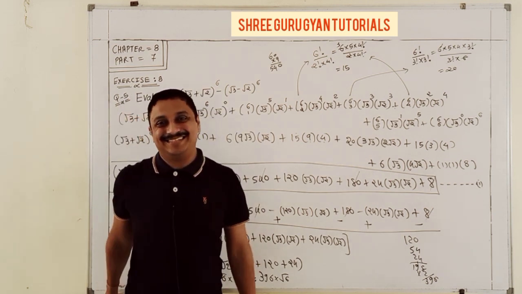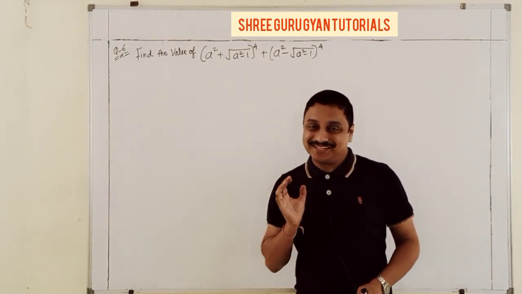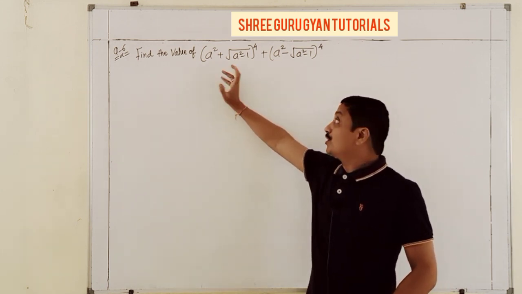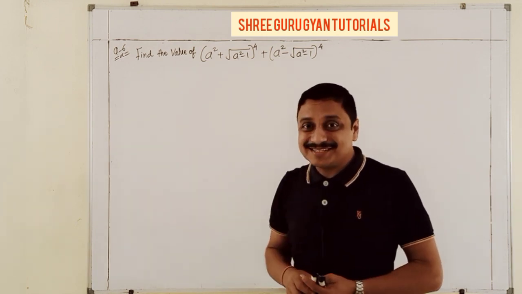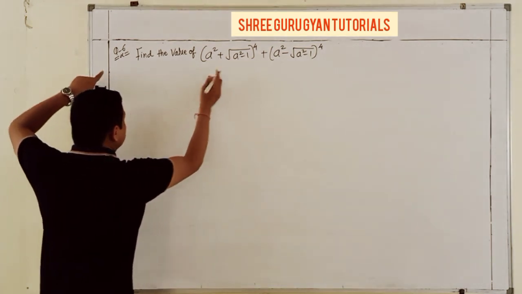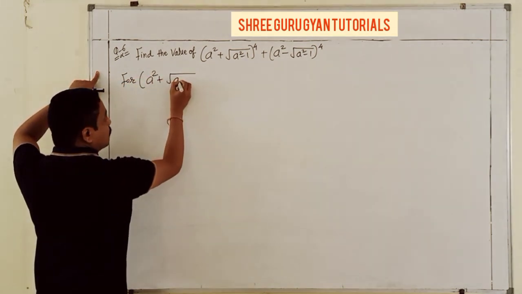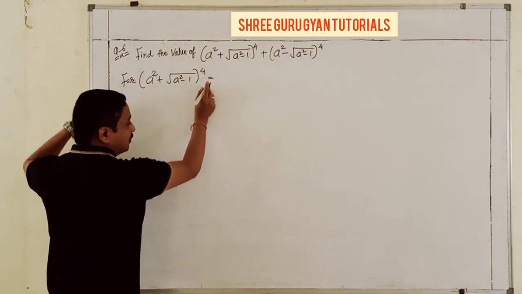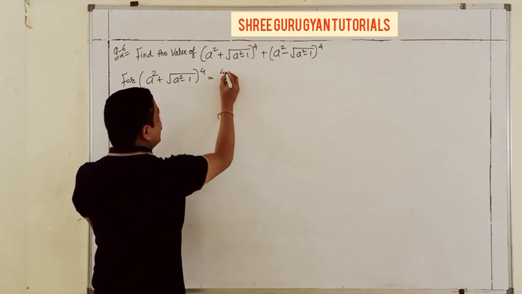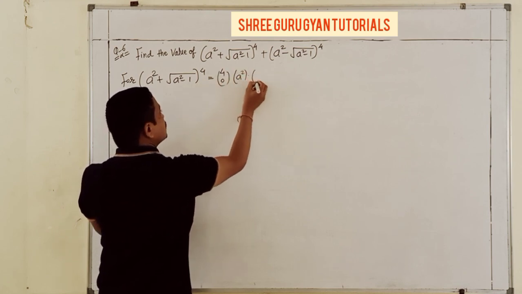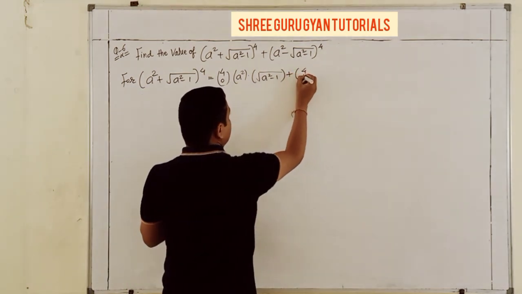Students, done here. Now continue, one more question, question number 6. Find the value of this with 4th power and this also with 4th power, only the middle signs are plus and minus. So I am going ahead for this solution. First of all, (a² + √(a² − 1))^4. How many total terms? 5. So 4C0. Very carefully, slowly I write, students. Next 4C1.